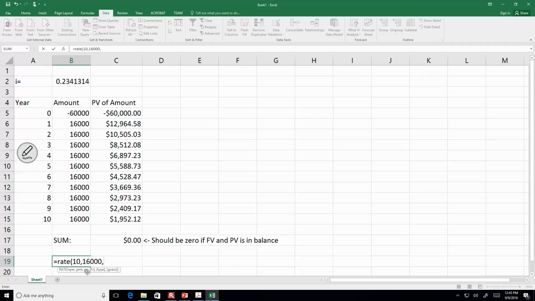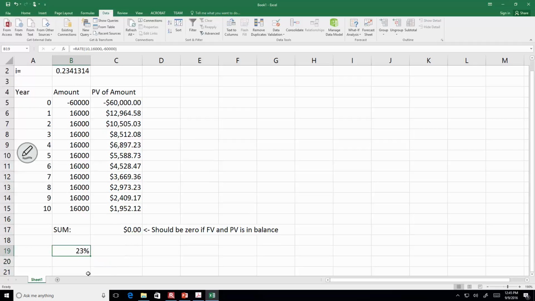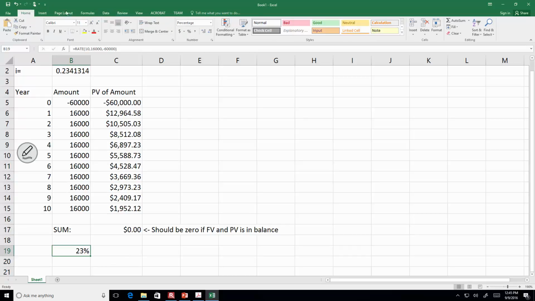Okay, comma. Now it's saying what was the present value? Our present value was negative 60,000. And now we can close parentheses, and it calculates for us, and it says that's a 23.4% return. So that rate function is pretty handy. You can't always use the rate function, and sometimes in the more complicated analyses we'll do in a few weeks, you have to have this step-by-step set up to be able to do further calculations, but that rate is awfully useful. Any questions so far?